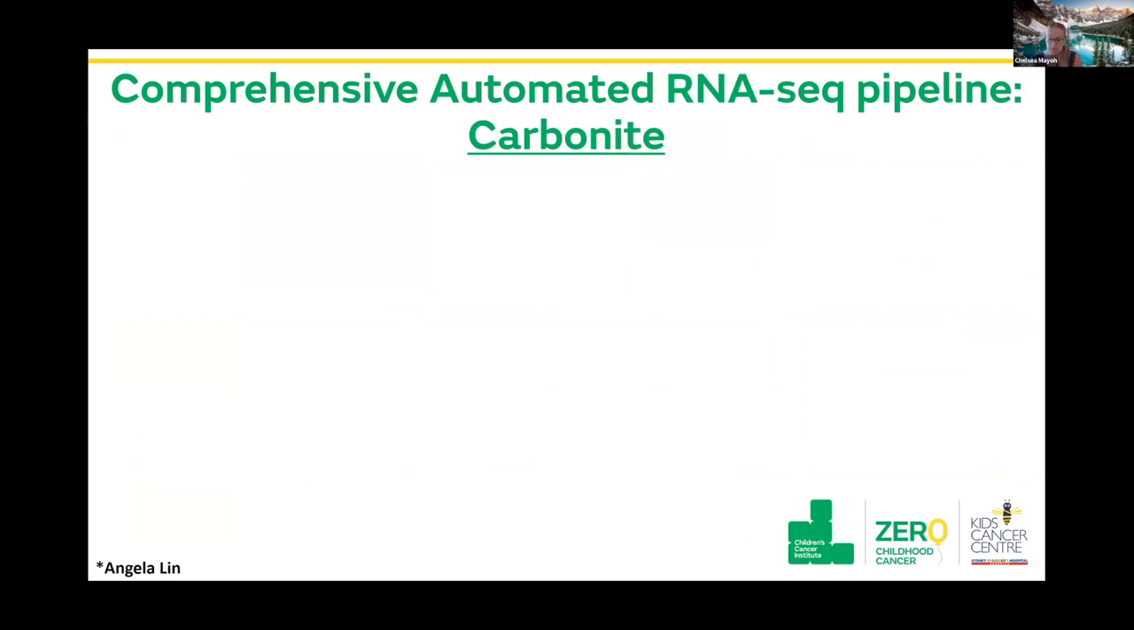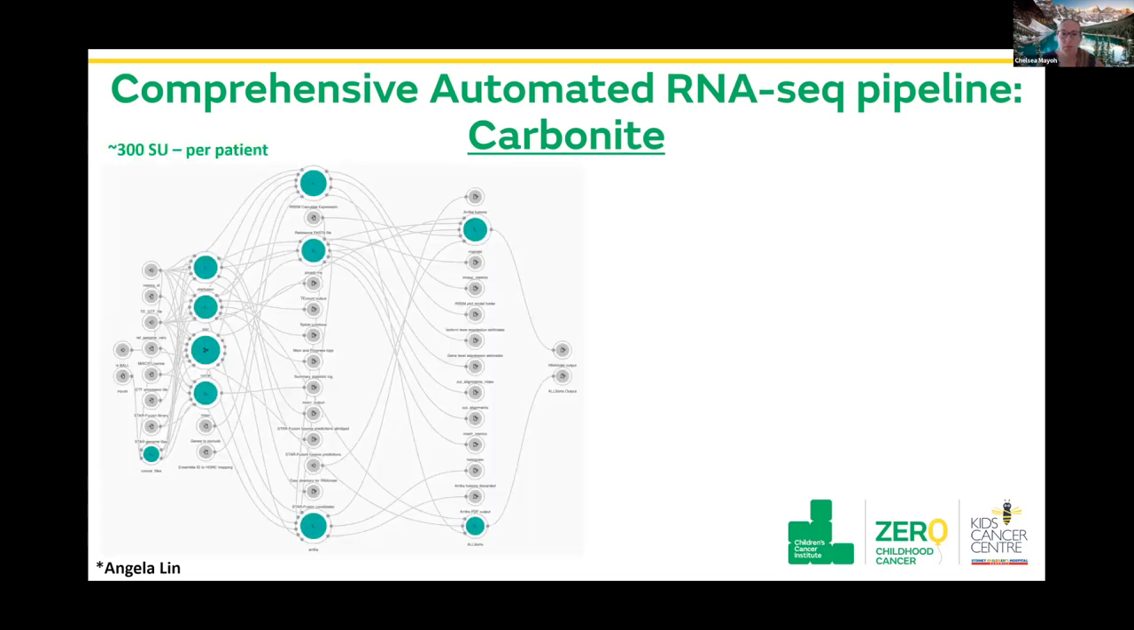A lot of precision medicine programs just look for what are called fusions, where two genes come together. But what we said is, well, we can do more than that. So we developed this program, it's called Carbonite. And I've got a wonderful research engineer, Angela, who helps put this all together as well. But basically, this is our pipeline in a nutshell.